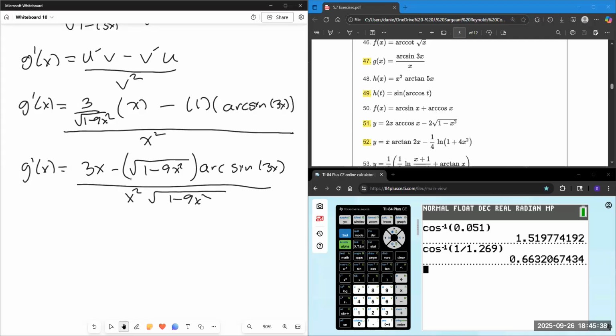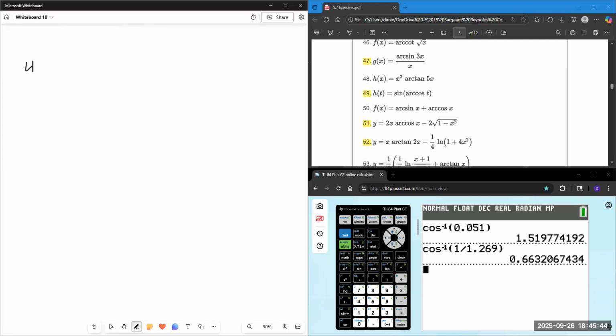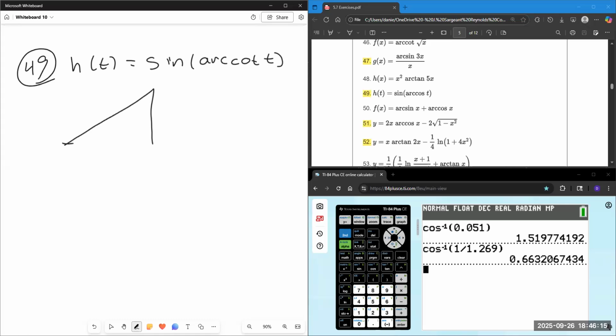Now at number 49. 49 says h of t is equal to sine of arc cotangent of t. I have two options here. I can simplify this with my triangle like we learned earlier, or I can just jump straight in and do the differentiation. I'm going to try the triangle method first just because they taught it to me in this section, so I figure they want me to use it.